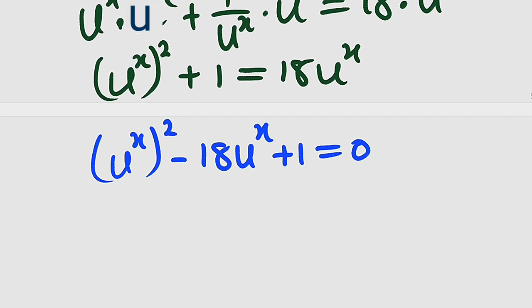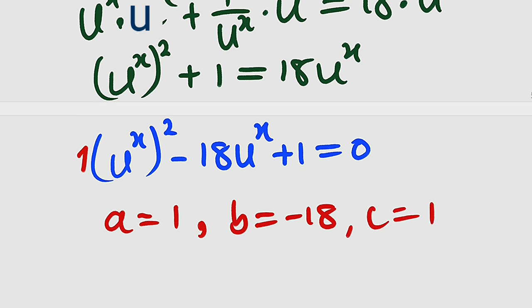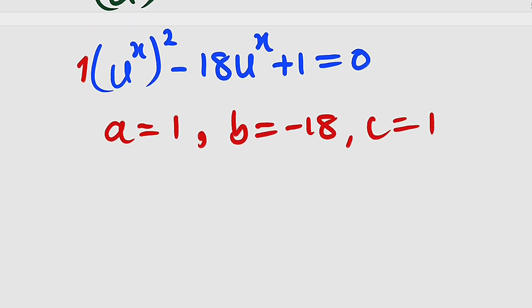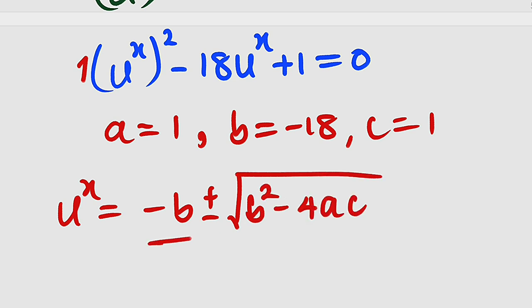Now we have a quadratic equation in terms of u^x, where the leading coefficient is 1. So a, which is the leading coefficient, is 1. The coefficient of the middle term is −18, and the constant is equal to 1. So using the general formula, u^x will be equal to −b ± the square root of b² − 4ac, divided by 2a.